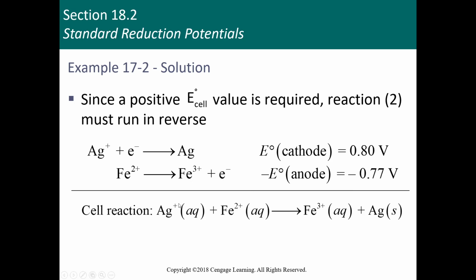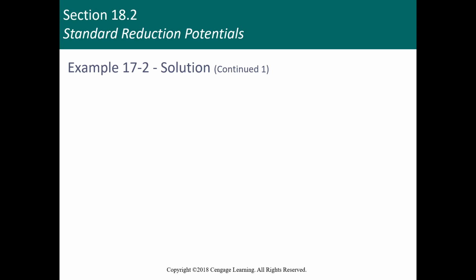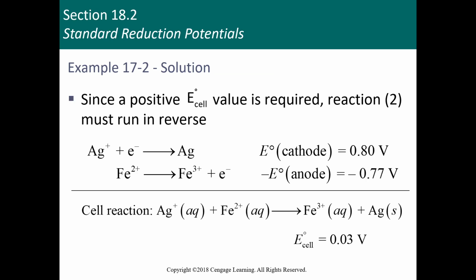That would give us an overall cell reaction of this right here, which is the silver ion taking on an electron to give you silver metal. And that would give our overall E0 cell a 0.03 volt charge. By the way, yes, that would be a very low potential. That would not be what I'd recommend to make a battery out of. But this could be great for getting some solid silver out of it.